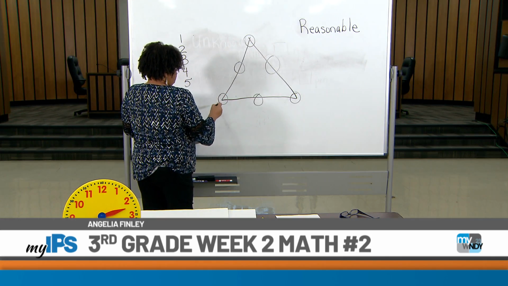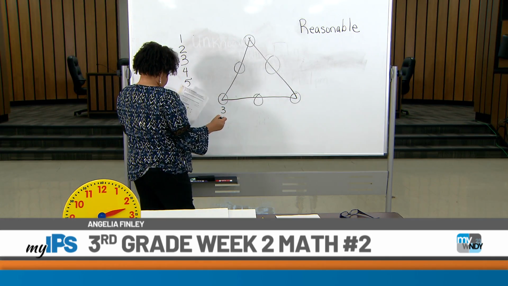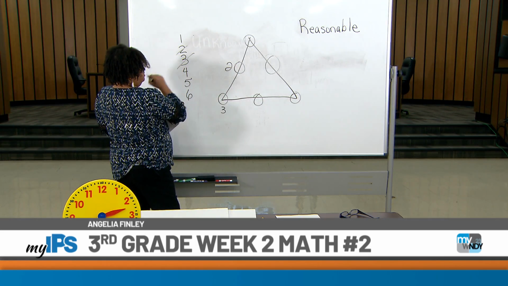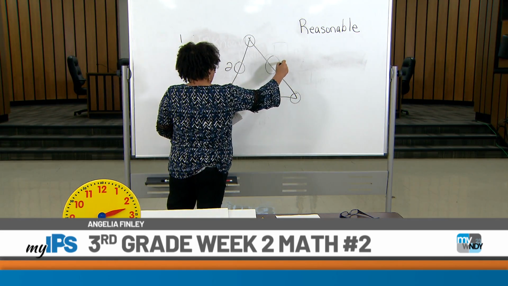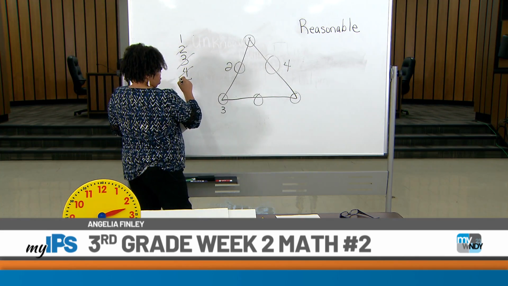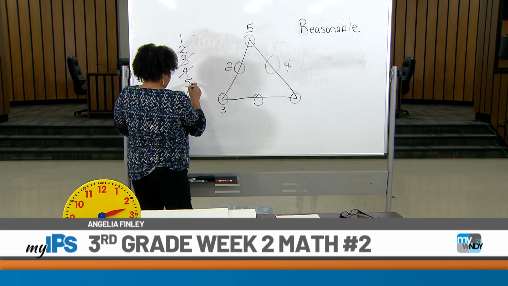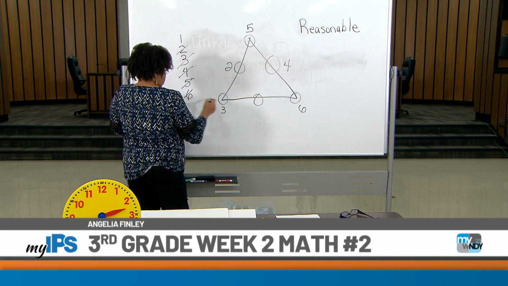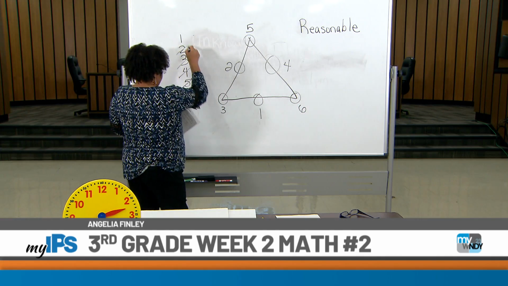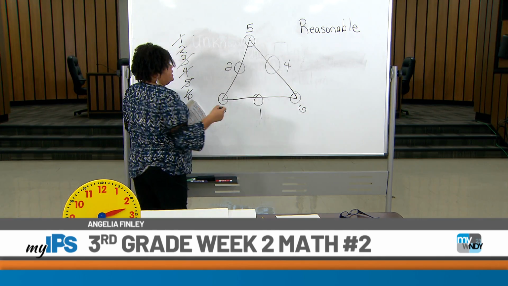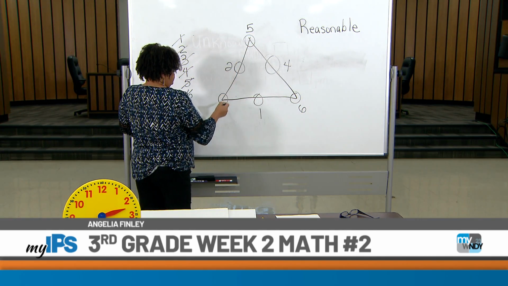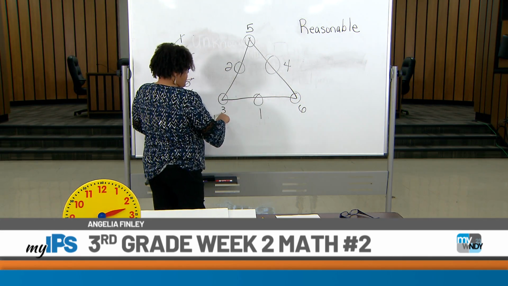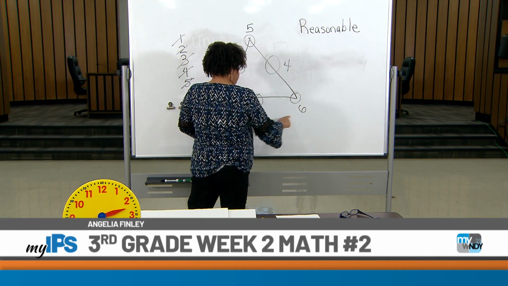Let's see. So if I make this one a 3, and I make this one the 2, I make this one the 4, I'll make that one the 5, I'll make this one the 6, and I'll make this one the 1. I'm just going to try it out and see what I get. 5, 6, 7, 8, 9, 10, okay? Then going this way, I've got 3, 4, 6, 10.